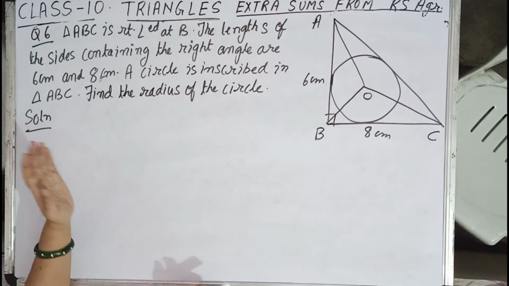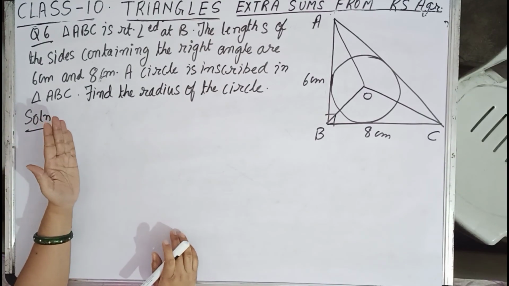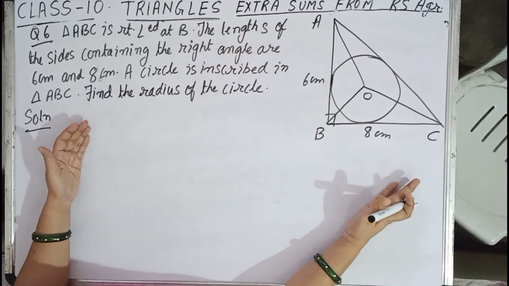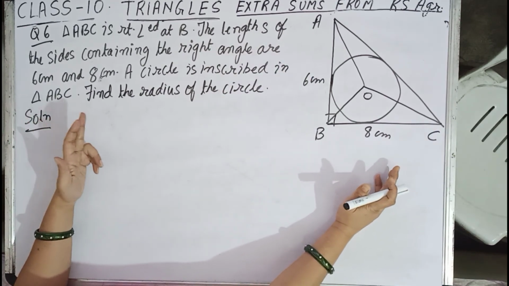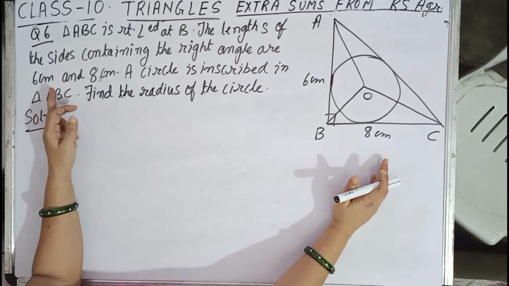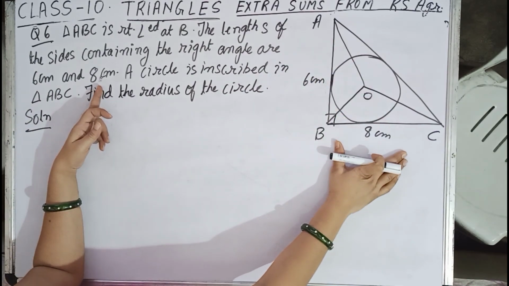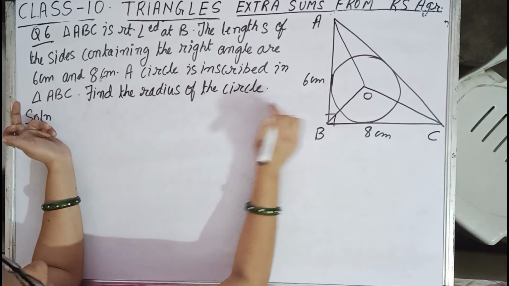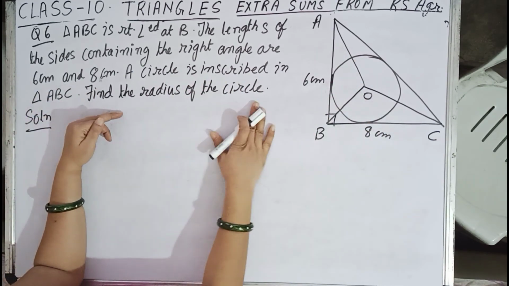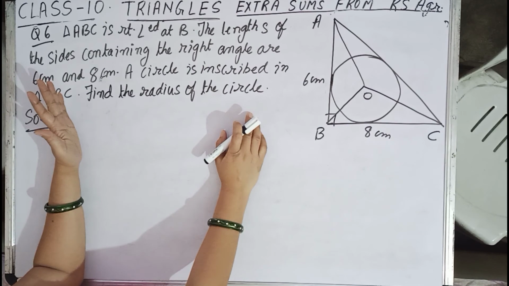Question number 6, which I have written over here, is: triangle ABC is right angled at B. The lengths of the sides containing the right angle are 6 cm and 8 cm. I have taken AB as 6 cm, BC as 8 cm. Now a circle is inscribed in the triangle ABC. We have to find the radius of the circle. This also is an important question.